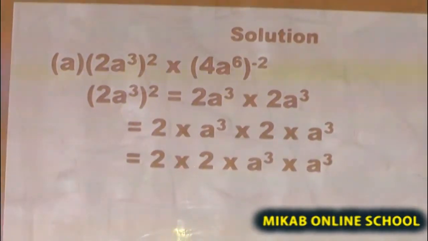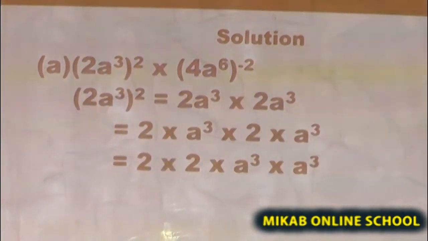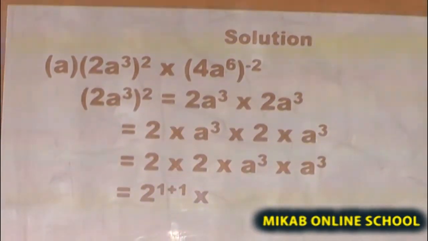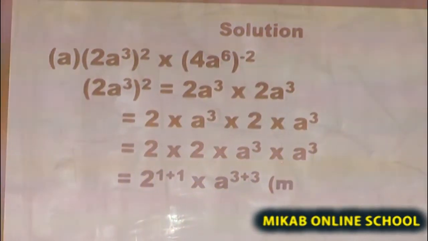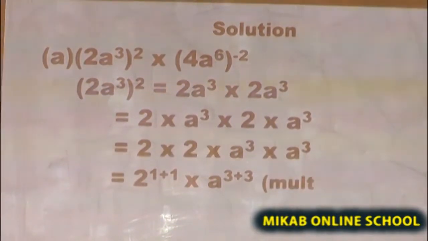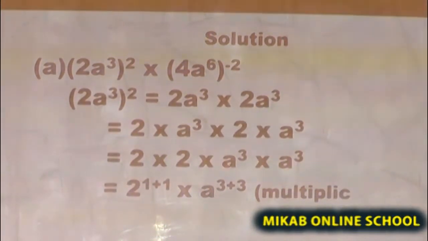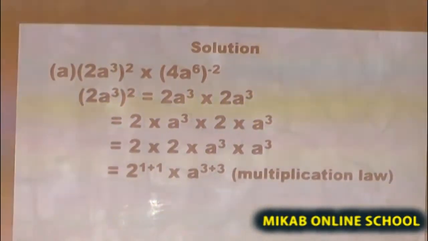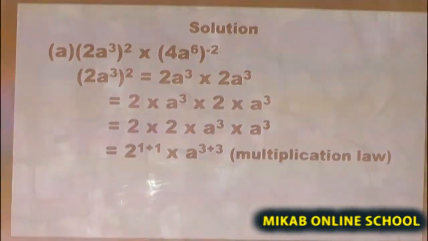And if you must apply the multiplication law here, this expression of 2 times 2 will now be 2 raised to the power of 1 plus 1, because the connectivity here is multiplication. Likewise, to this: a raised to the power of 3 times a raised to the power of 3. The a here and the a here are the same. So we are going to pick one out of these 2 a's, and the connectivity is multiplication. We are going to add this 3 and this 3 here as the power of the a.